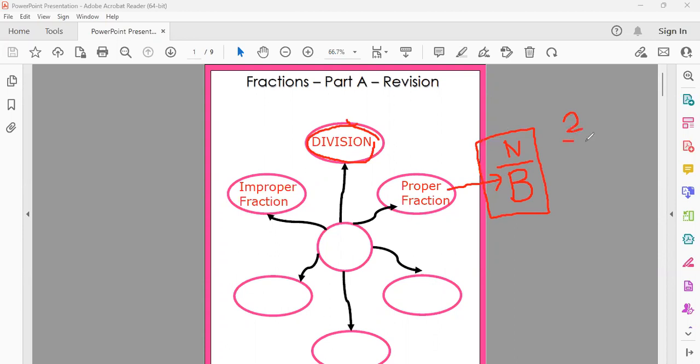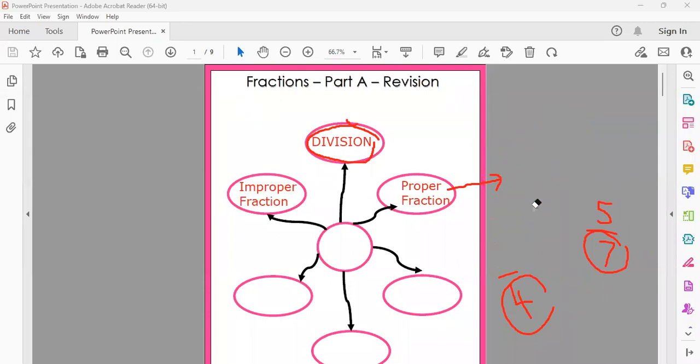Example, 2 over 3, 5 over 7, 1 over 4. These are all examples of proper fraction, where the number on top, which we call the numerator, is smaller than the number at the bottom, which we call the denominator. Okay, you should know these terms, numerator, denominator. So this is what you have understood so far from proper fractions.